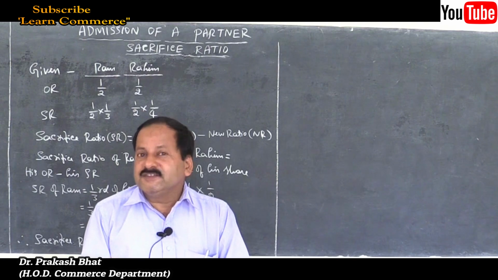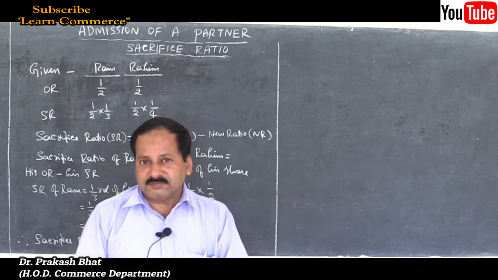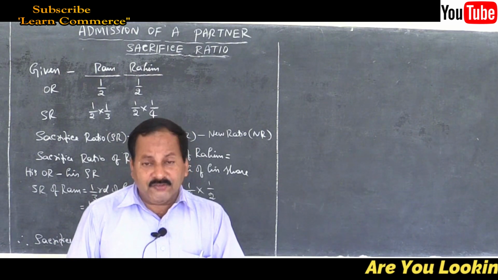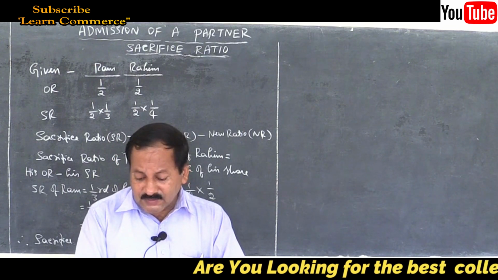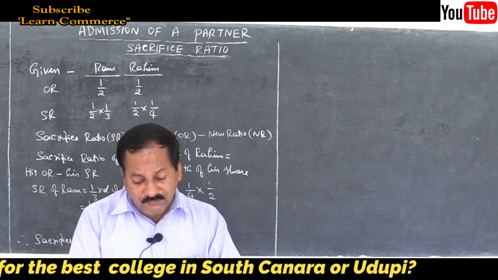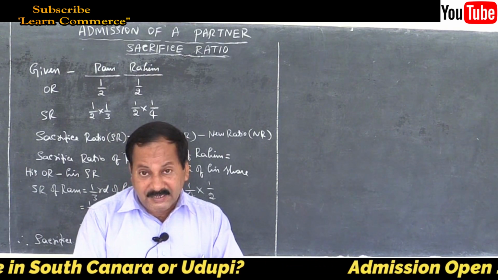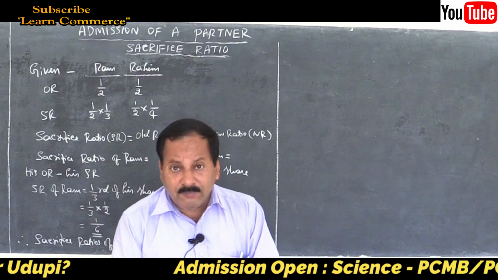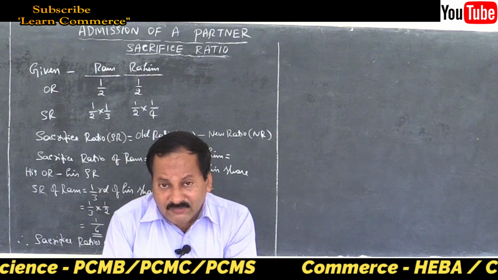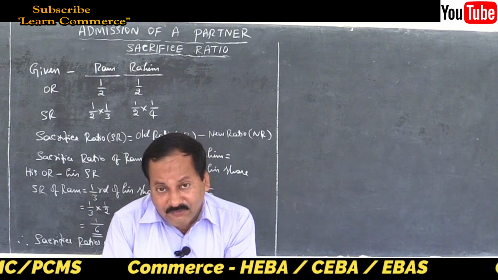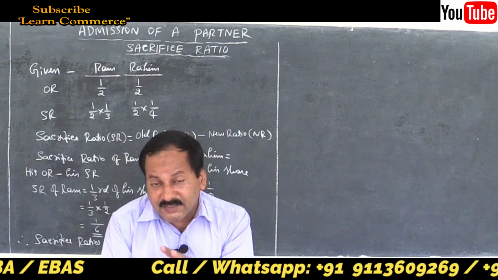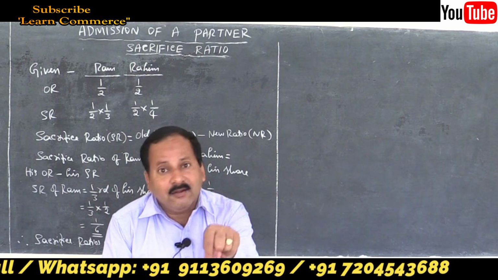How tricky it is, see, indirectly given. So to calculate sacrifice ratio, we need to calculate new ratios of the old partners, because nowhere it is given how much is the sacrifice made by them, and new ratios are also not given in the problem. They told the remaining share after giving 1/6 share to new partner, the remaining share will be shared by the old partners Ravi and Shankar in the ratio of 3:2. In the ratio of means that is not the ratio given, you have to calculate.